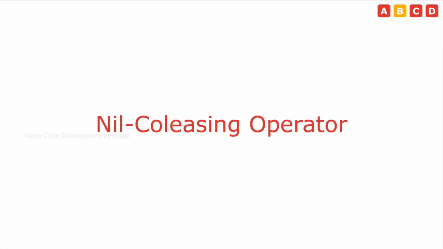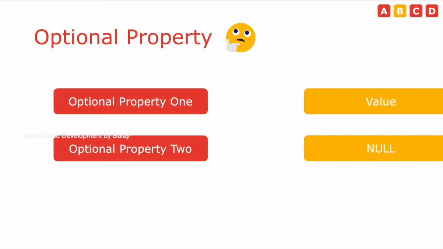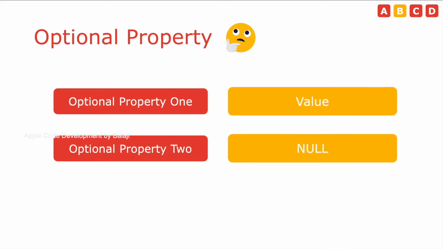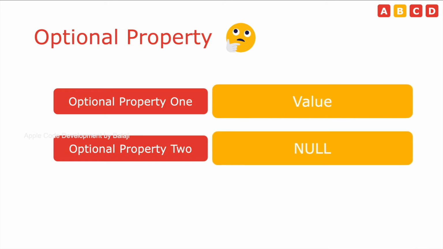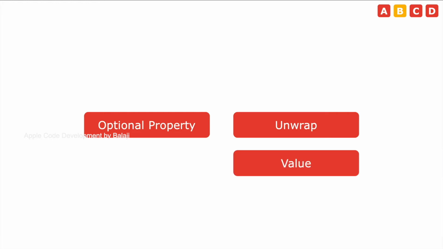The seventh topic is Nil-Coalescing Operator. It is used to unwrap an optional value. Before that, I will let you know about the optional property. What is it? The optional property may or may not have a value. This means it might have any value or a nil value. While using the optional property, we need to unwrap it. Here, unwrap means getting the value from the property.